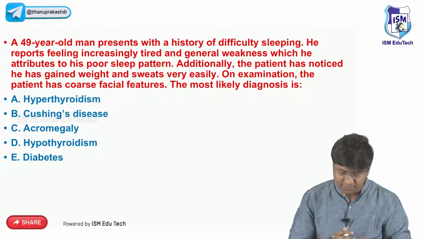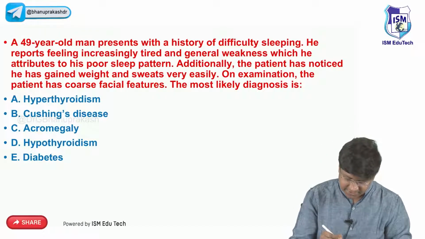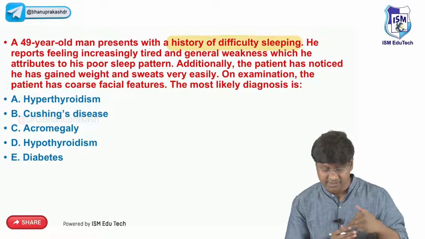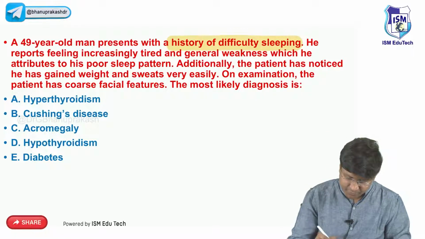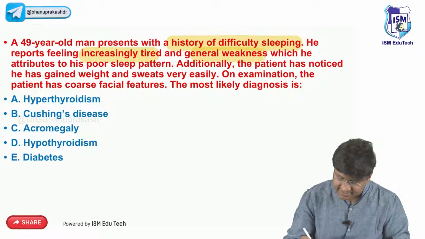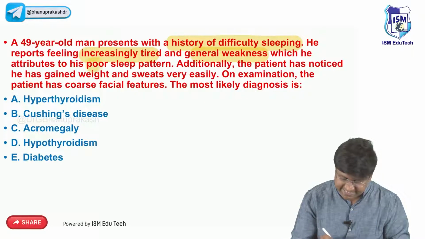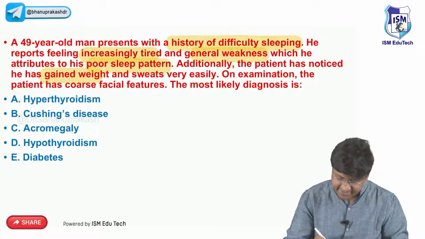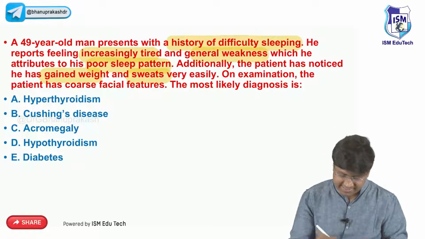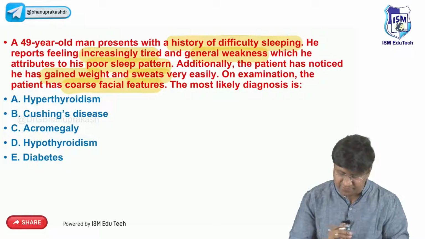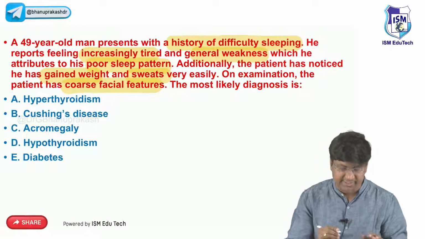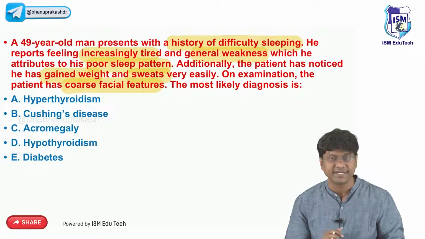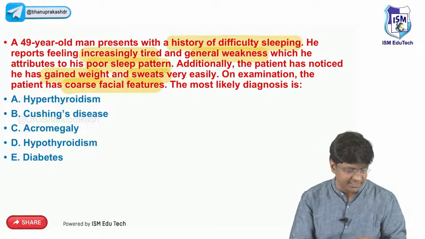Now, the first important clinical scenario which has been asked recently: a 49-year-old man presents with a history of difficulty sleeping. He reports feeling increasingly tired and generalized weakness, which he attributes to his poor sleep pattern. Additionally, the patient has noticed that he has gained weight and sweats very easily. On examination, the patient has coarse facial features. What is the most likely diagnosis in this clinical scenario? The options are hyperthyroidism, Cushing syndrome, acromegaly, hypothyroidism, diabetes mellitus. So what do you think this clinical scenario is suggestive of?